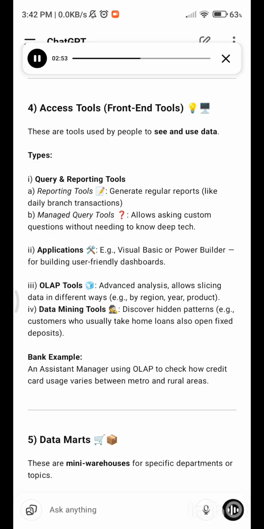4. OLAP tools. Advanced analysis allows slicing data in different ways, e.g., by region, year, product. 5. Data mining tools. Discover hidden patterns, e.g., customers who usually take home loans also open fixed deposits. Bank example: an assistant manager using OLAP to check how credit card usage varies between metro and rural areas.